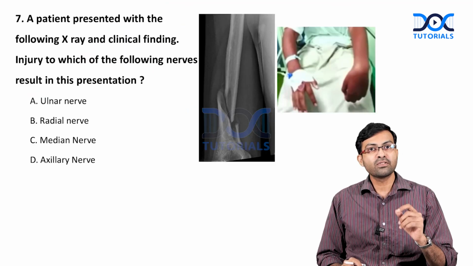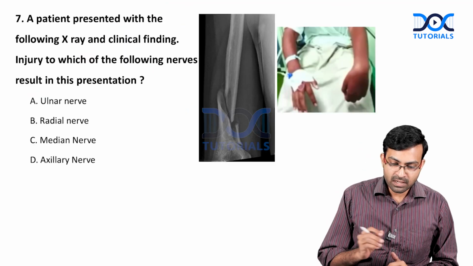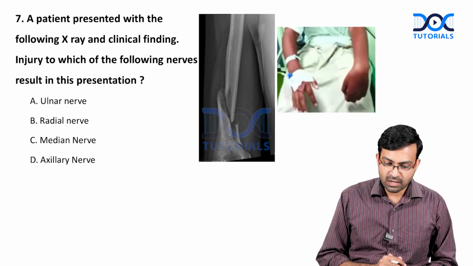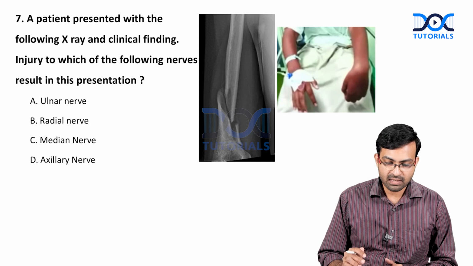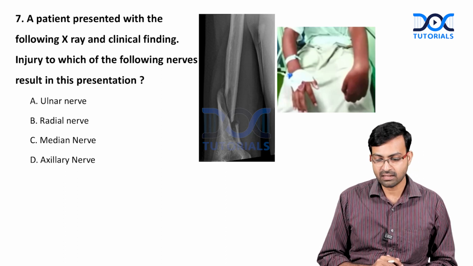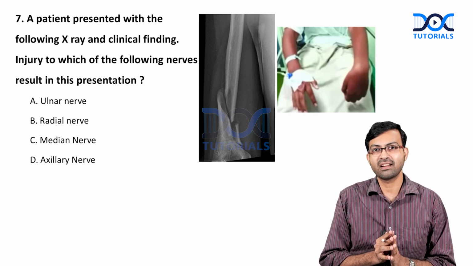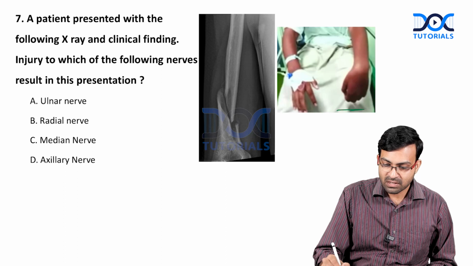Alright, moving on to the next question. A patient presented with the following X-ray and clinical finding. Injury to which of the following nerves results in this presentation? Is it ulnar nerve, radial nerve, median nerve, or axillary nerve? This is a straightforward question. I hope that most of you would have got this right, isn't it? What is the deformity shown here?